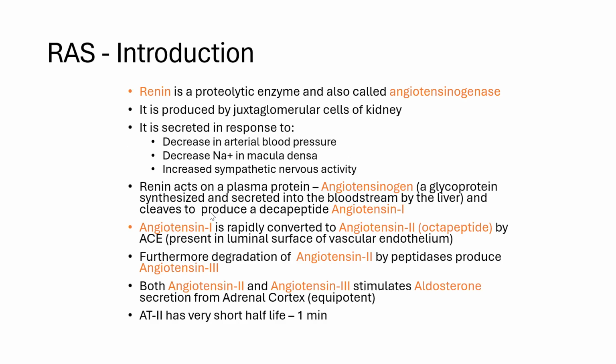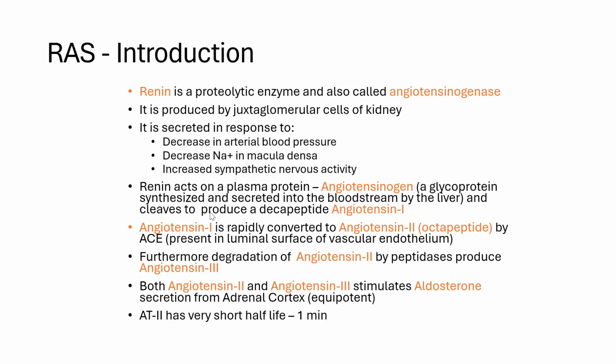It is called angiotensinogenase. It is produced by the JG cells, that is the juxtaglomerular cells of the kidney, and it is secreted in response to a decrease in arterial blood pressure. When arterial blood pressure is decreased, then renin is secreted; also with a decrease in sodium at the macula densa, and an increase in sympathetic nervous activity. If sympathetic nervous activity is increased, then renin is also produced. Okay, renin acts on a plasma protein, that is angiotensinogen, synthesized in the liver and secreted into the bloodstream, and cleaves it to produce a decapeptide, that is angiotensin 1.